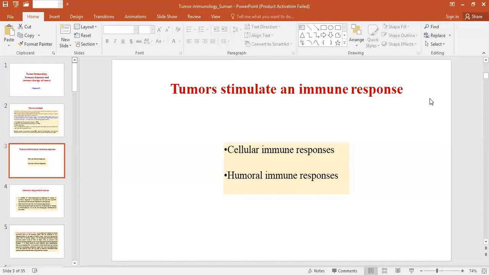Humoral immune responses, the second type: here the B lymphocytes produce tumor-specific antibodies which may induce complement-dependent cytotoxicity of tumor cells or may mediate ADCC. ADCC can be mediated by a variety of cells expressing the Fc gamma receptors, the NK cells, monocytes, macrophages, or granulocytes, by recognizing and destroying immunoglobulin G coated tumor cells. So this is all about tumor immunology.